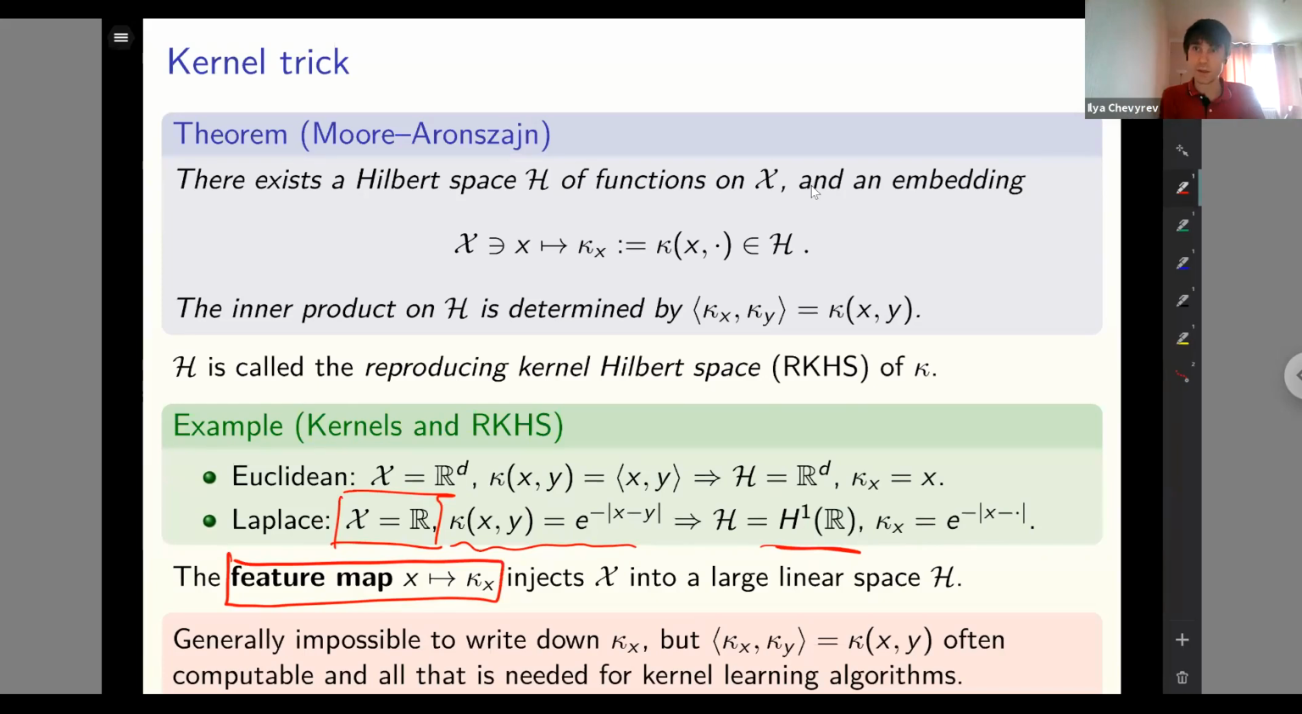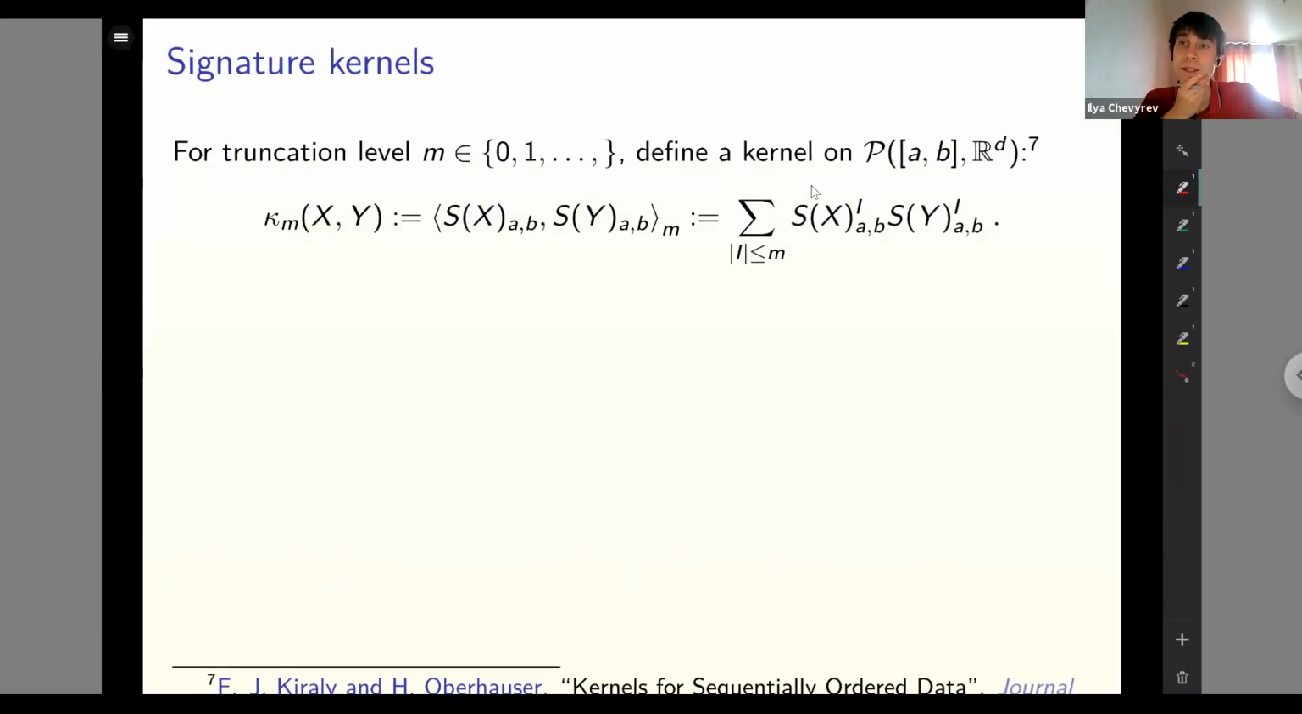Let me just get a clock to keep track of time. Okay, so let me move on to how we can combine signatures with kernels. I'm going to follow what I think is quite nice work, due to Franz Kiraly and Harald Oberhauser. They introduced a particular kernel on the space of paths using the signature.